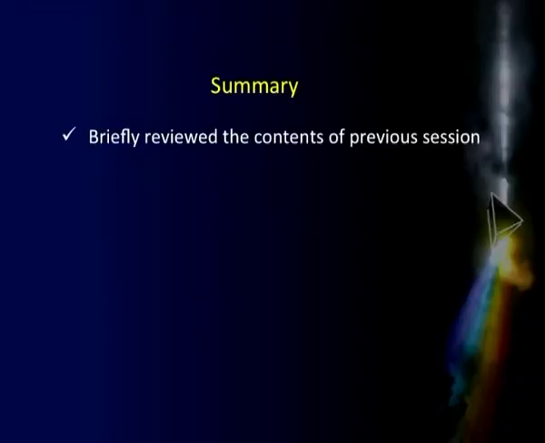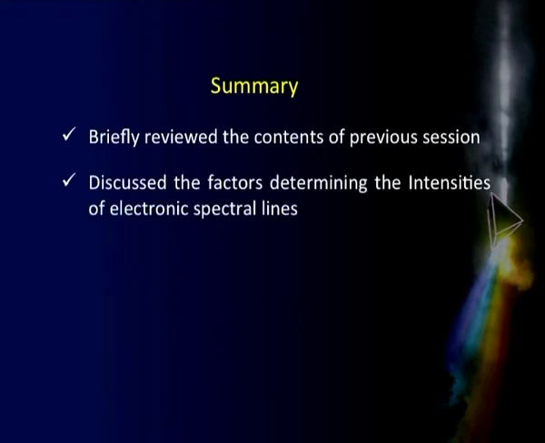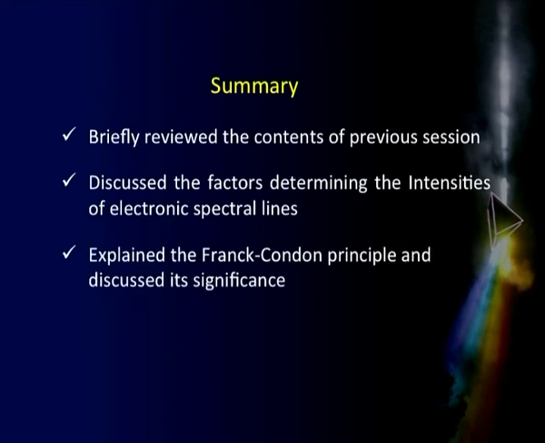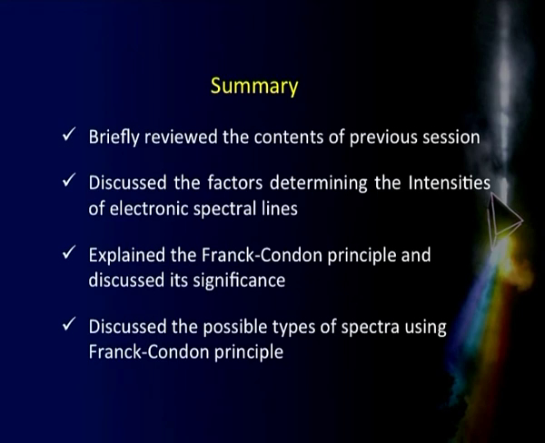That is a little thing which we wanted to bring in to complete our argument about electron spectroscopy. Let us sum up what we have done today. We briefly reviewed the contents of the previous session. Thereafter, we discussed the factors which determine the intensities of electronic spectral states. Then we brought in the Franck-Condon principle and discussed its significance. We defined what it is, what it means, what it signifies. Having done that, we discussed the possible types of spectra we can obtain on the basis of the Franck-Condon principle for different arrangements of the ground state and excited state energy levels in different molecules.